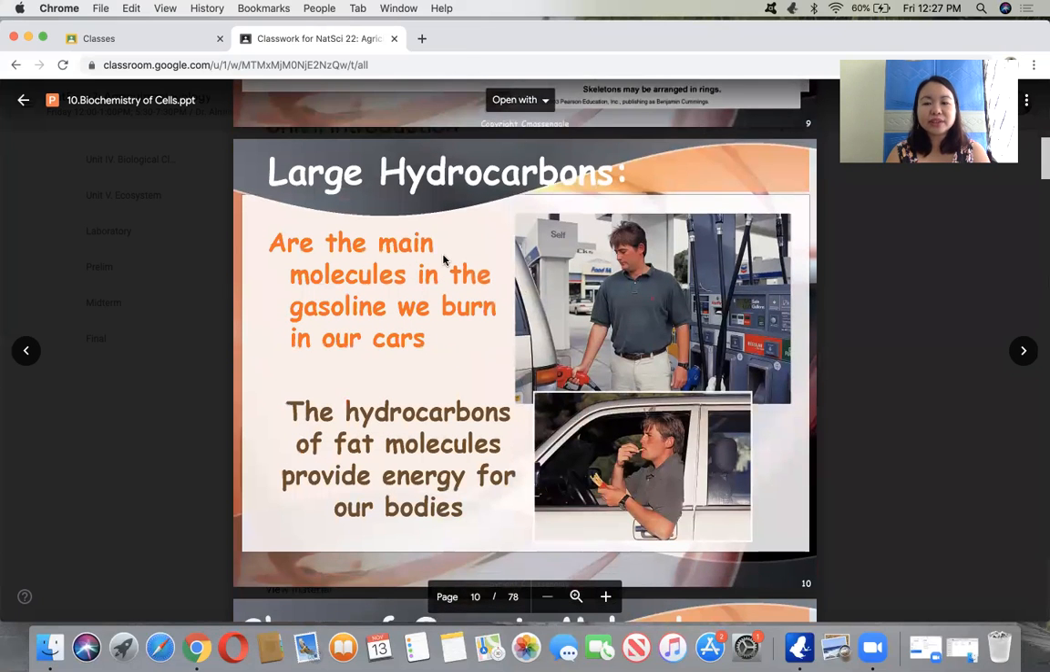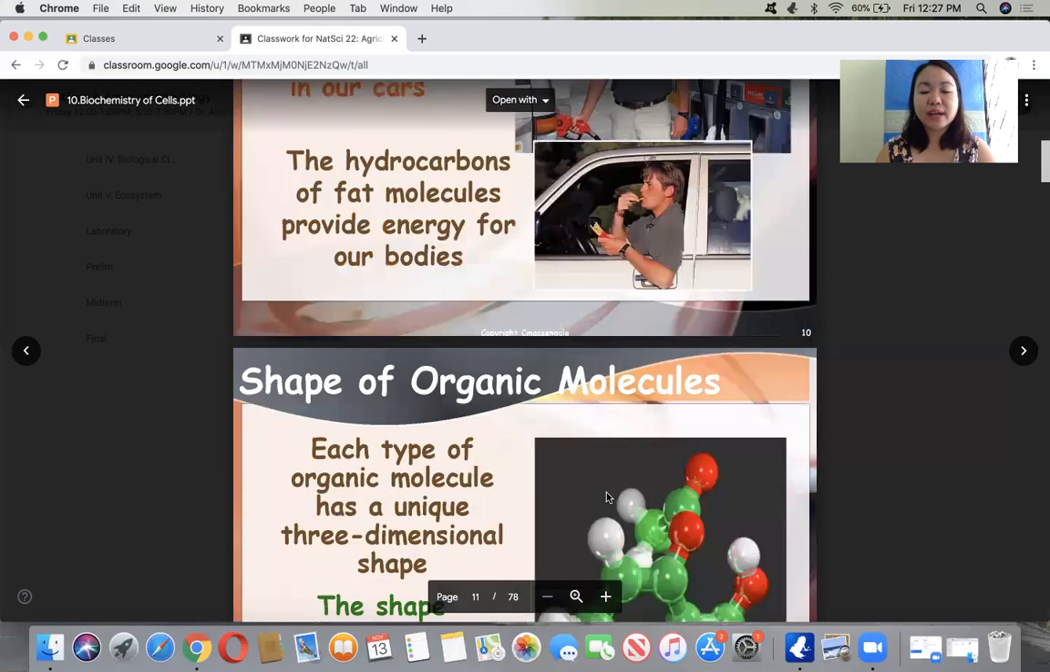We also have the large hydrocarbons. These are the main molecules in the gasoline we burn in our cars. The hydrocarbons of fat molecules provide energy for our bodies as well. That's why the man is eating French fries.